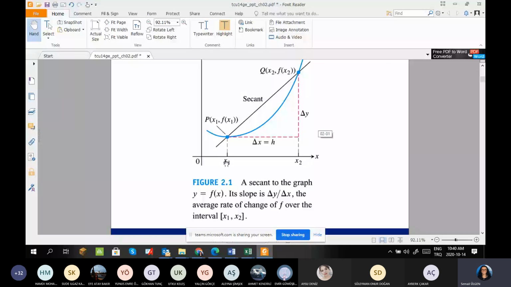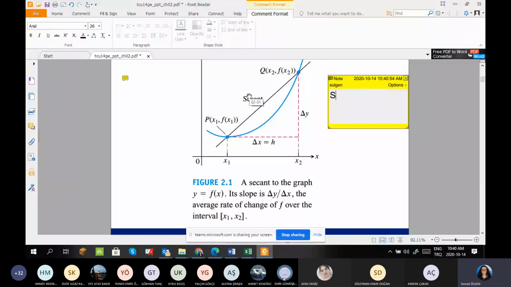Actually, delta y over delta x is something that is known. It is the slope of a line. But in this case, it's the slope of the secant line. Let me tell you about the secant line. What does secant line mean? Okay, let me write it here. A secant line can be formed by connecting two points on the graph. So this is called the secant line. We have also the tangent line.